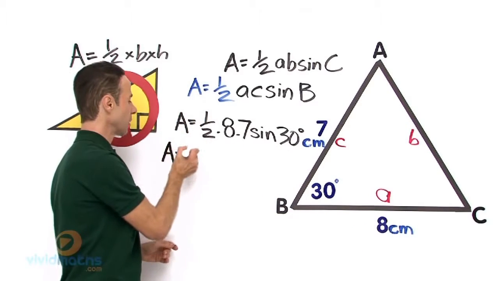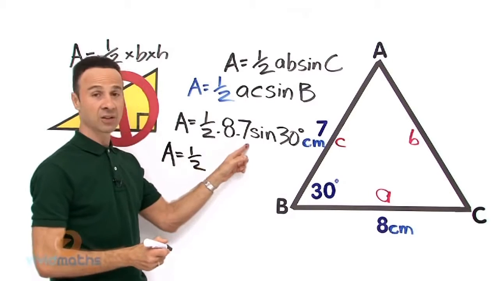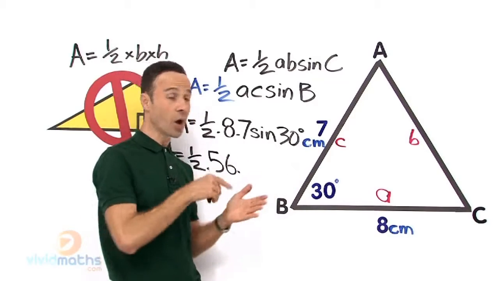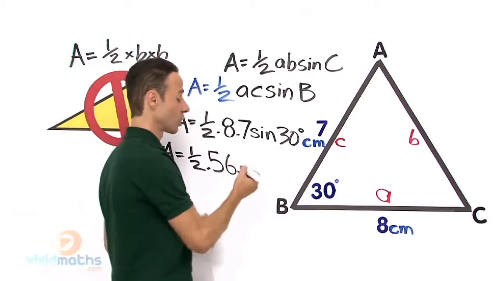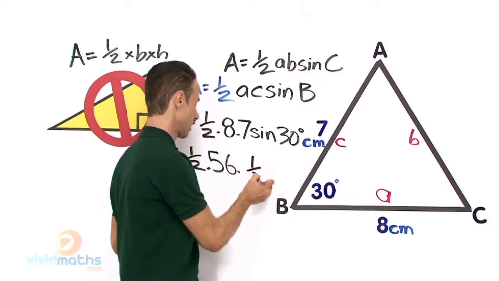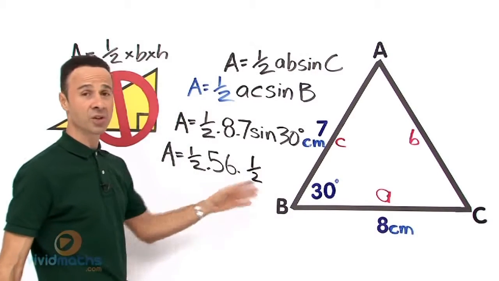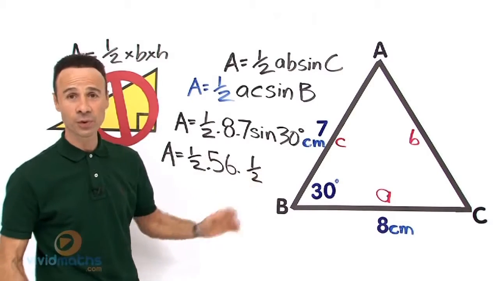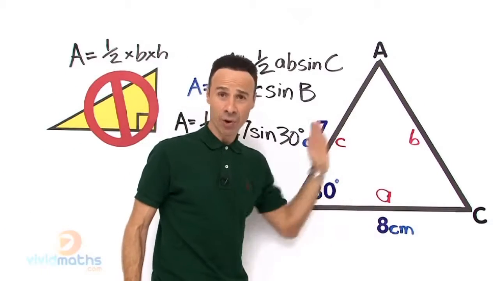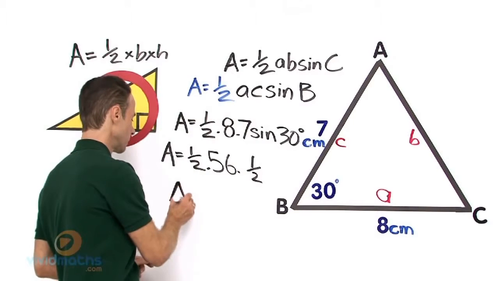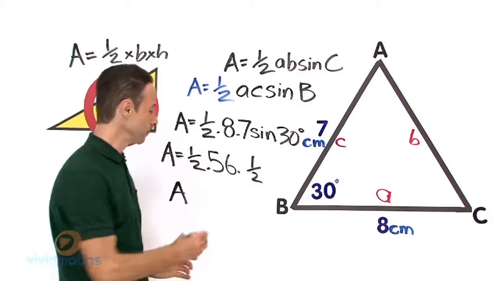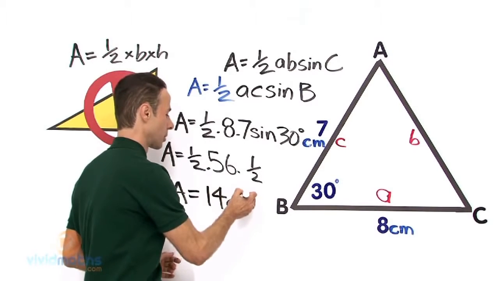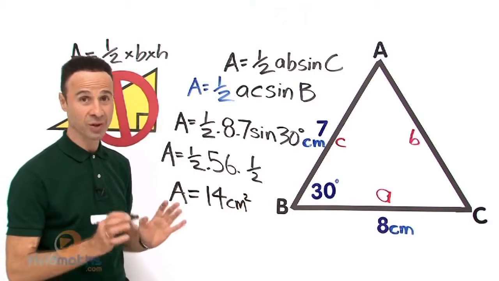So area equals 1/2 times 8 times 7 is 56. And then sine 30 on the calculator is 1/2, or 0.5. So a half times 56 times a half. Now, a half of 56 is 28. Half of 28 is 14. So the total area right here of the whole triangle ABC, and don't forget the centimeters squared because it is the area.